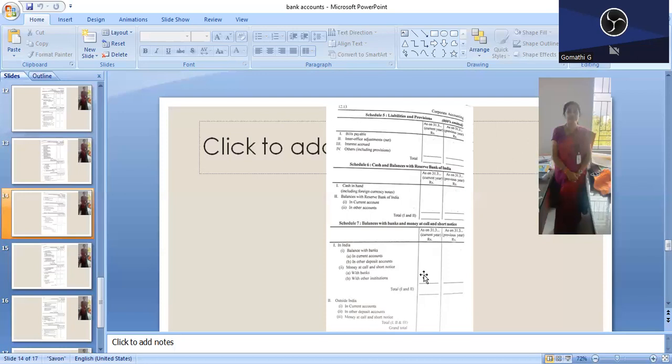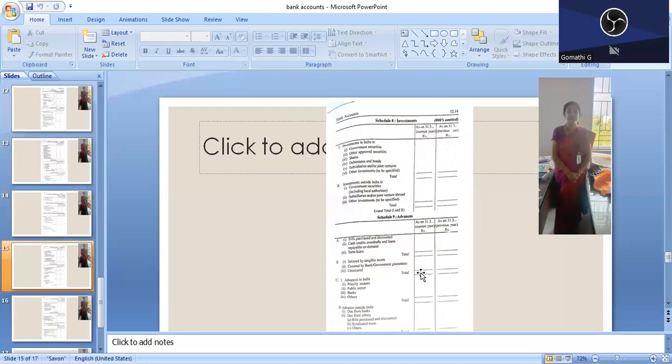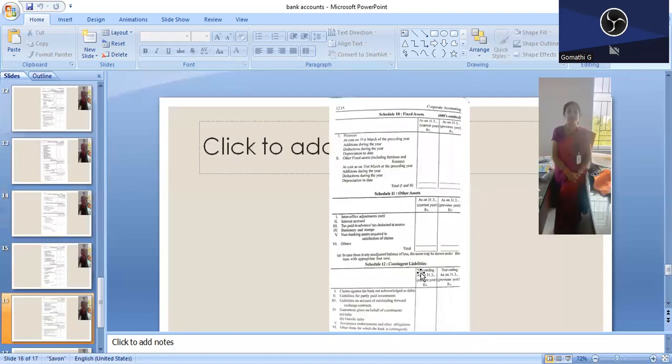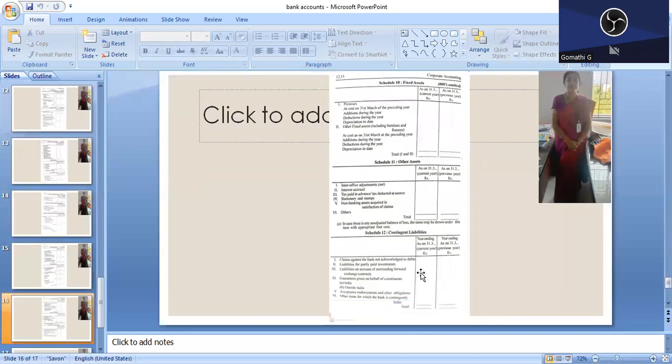Next, eighth one, investment. Ninth one, advances. 10th one, fixed assets. 11th one, other assets. 12th one, contingent liabilities.